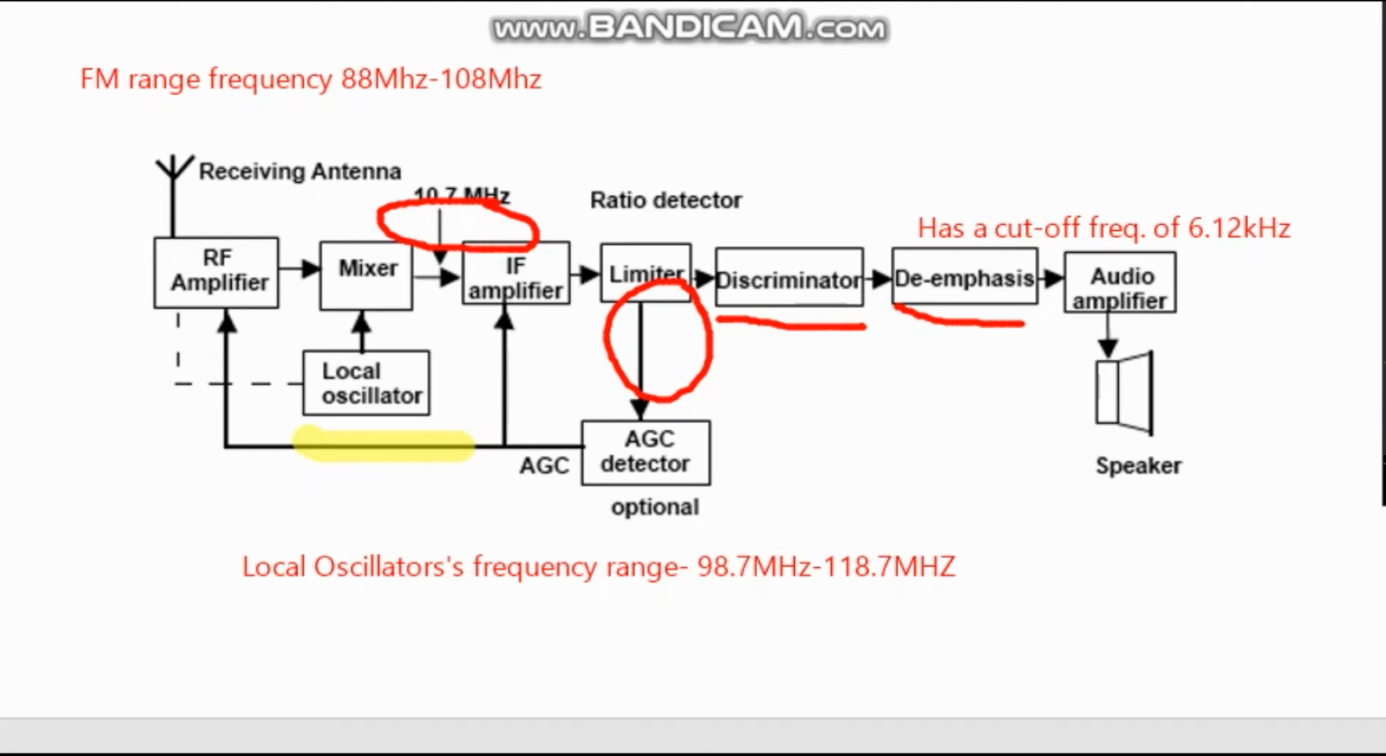So, paano naman tong AGC detector? Ano naman function nito? AGC stands for Automatic Gain Control Detector. So, already ito optional, pero AGC detector is actually necessary for the whole circuitry of FM receiver, since it is necessary for us to have an ideal output.